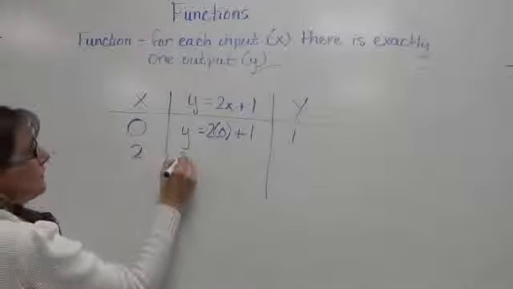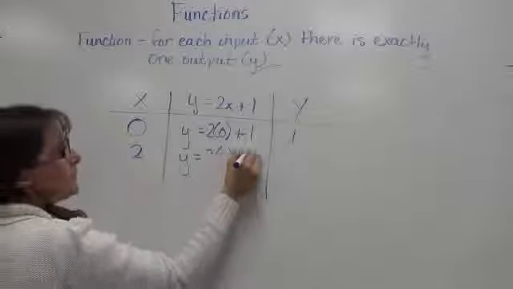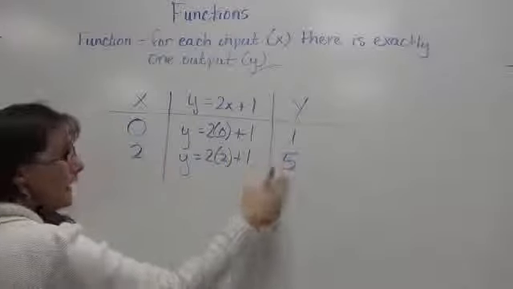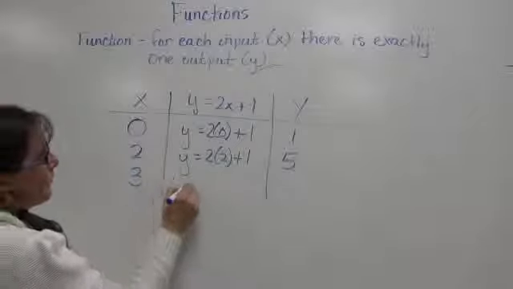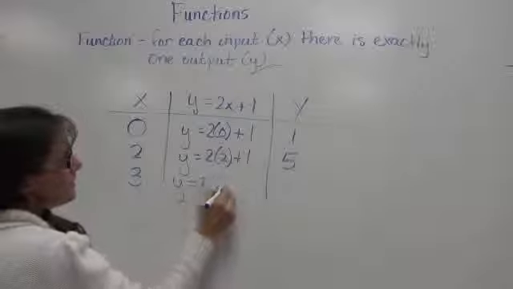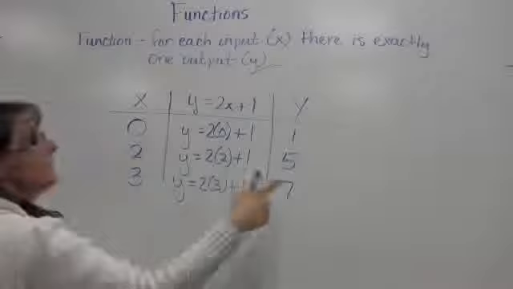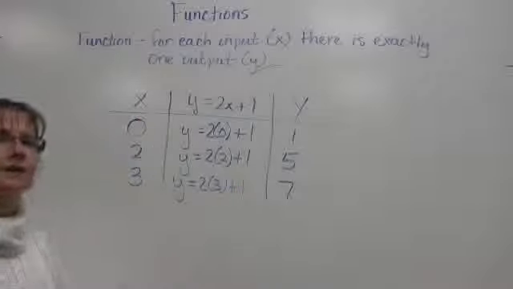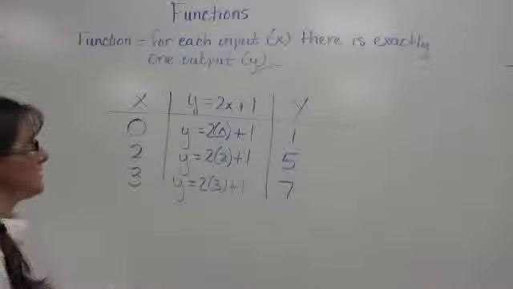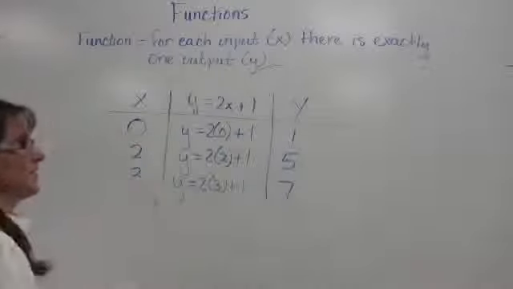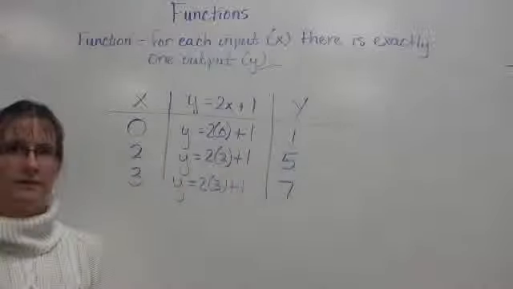When I put in a 2, my machine is going to say 2 times 2 is 4 plus 1 is 5. I'm going to get out a 5. And when I put in a 3, y equals 2 times 3 plus 1, that's 2 times 3 is 6, 6 plus 1 is 7. I'm going to get out a 7. This is a function because no matter what I put in, I'm going to always get the same answer out. When I put in a 0, I'll always get a 1. When I put in a 2, I'll always get a 5. When I put in a 3, I'll always get a 7.